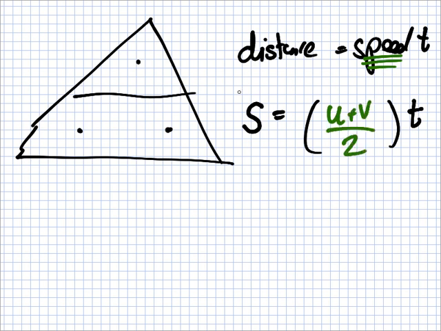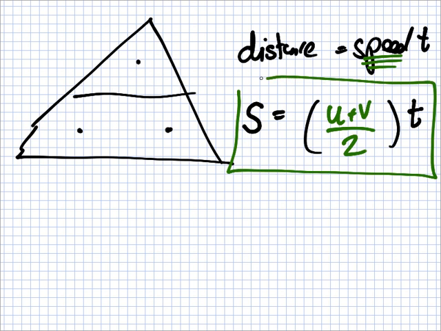So this is our first equation, and I call this one equation 0. And the reason it's equation 0 is because it's coming from something as basic as the triangle. So this formula is to find the distance? Yeah, or you could rearrange it to find the time.